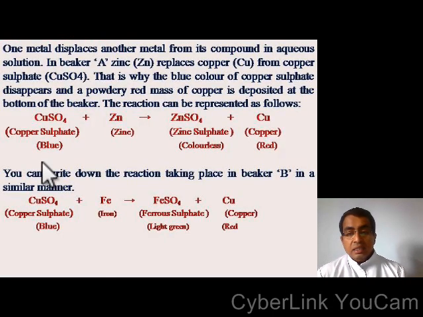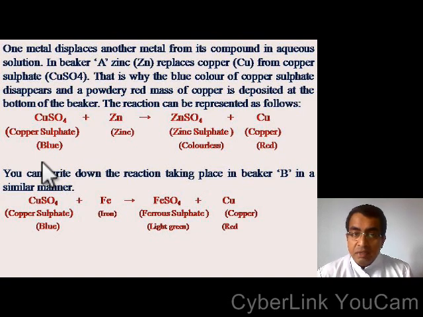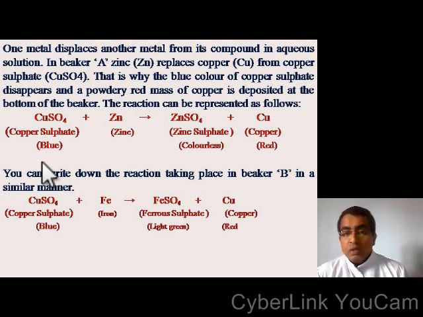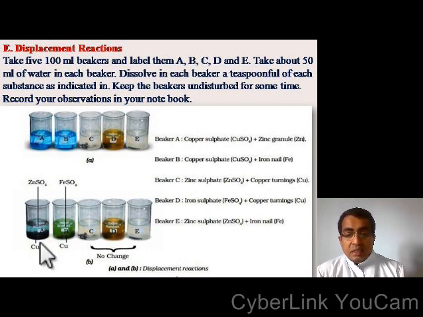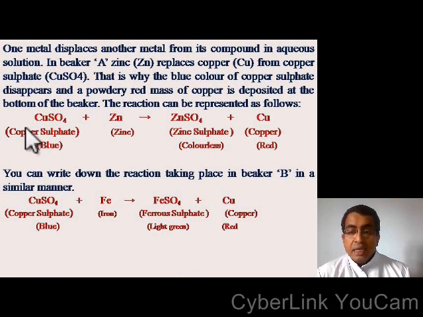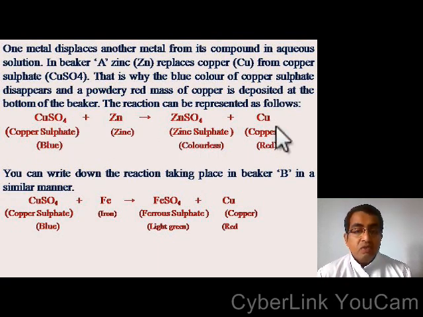Let us see. One metal displaces another metal from its compound in aqueous solution. In beaker A, zinc replaces copper from copper sulfate. That is why the blue color of the copper sulfate disappears and a powdery red mass of copper is deposited at the bottom of the beaker. You can see here, zinc displaces copper from copper sulfate. This is the reaction: copper sulfate plus zinc gives zinc sulfate and copper.